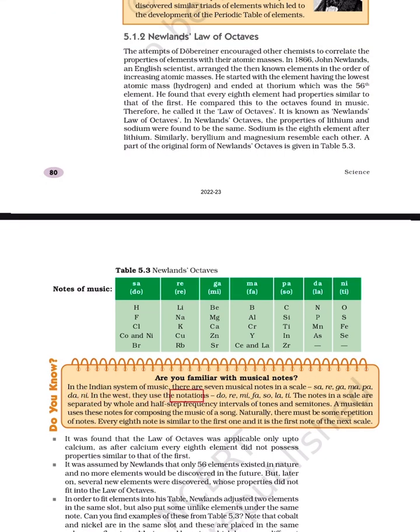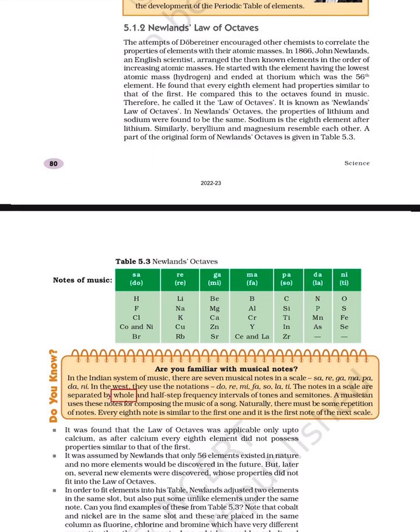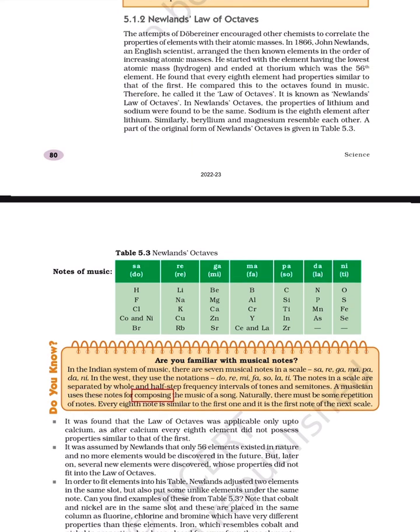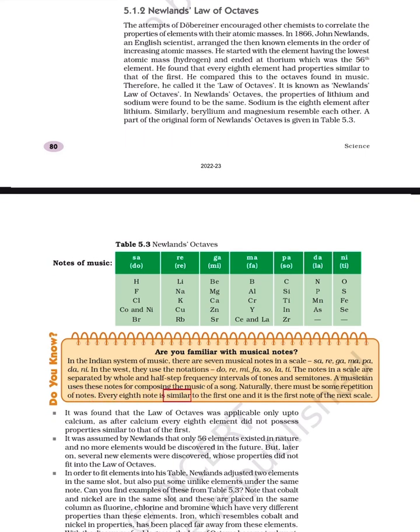In the West, they use the notations do, re, mi, fa, so, la, ti. The notes in a scale are separated by whole and half-step frequency intervals of tones and semitones. A musician uses these notes for composing the music of a song. Naturally, there must be some repetition of notes. Every 8th note is similar to the first one and it is the first note of the next scale.